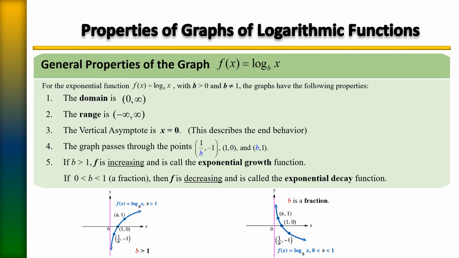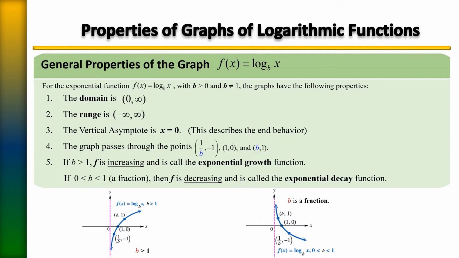The other thing is 3 points that you can always find on the graph of a log function. You will find 1 over b, b being the base. So 1 over b comma negative 1. There's also an x-intercept at 1, 0. And then there's a point b, 1.